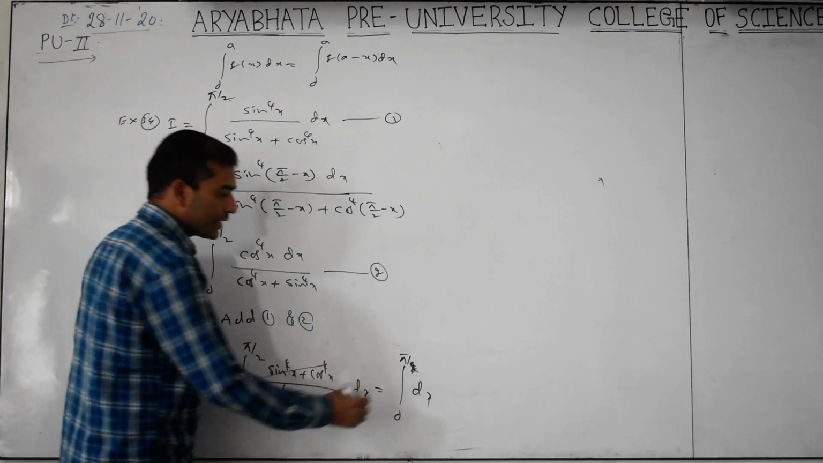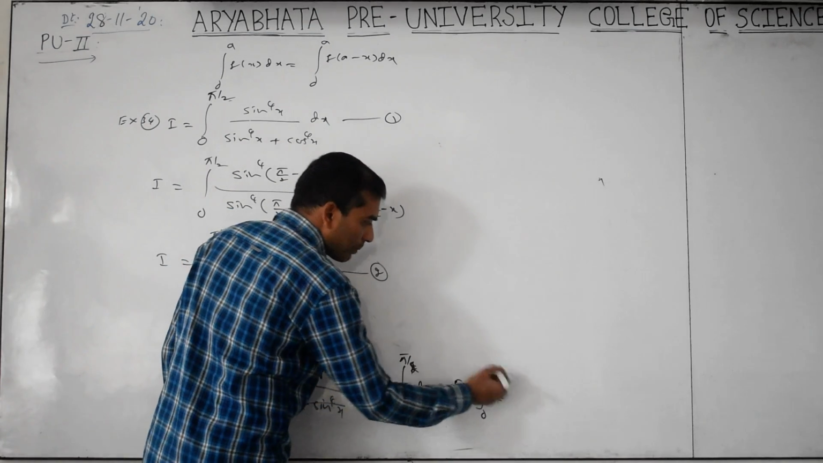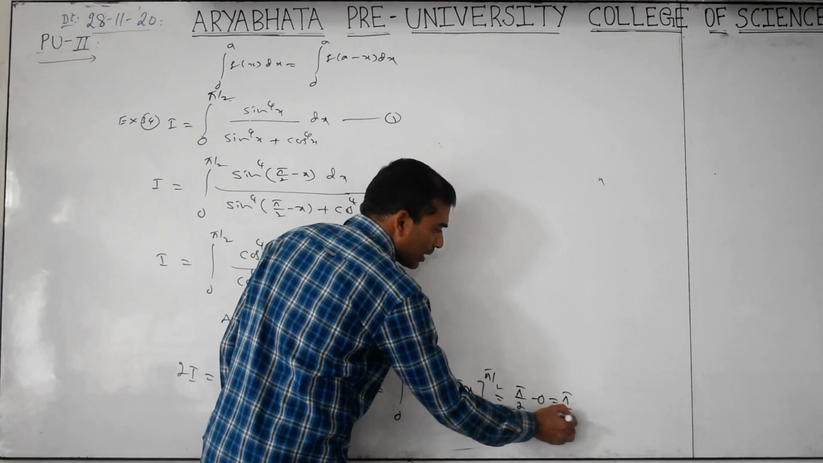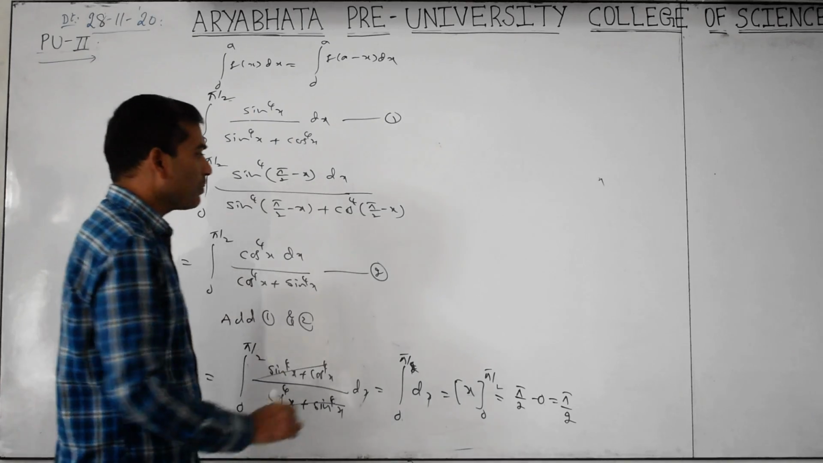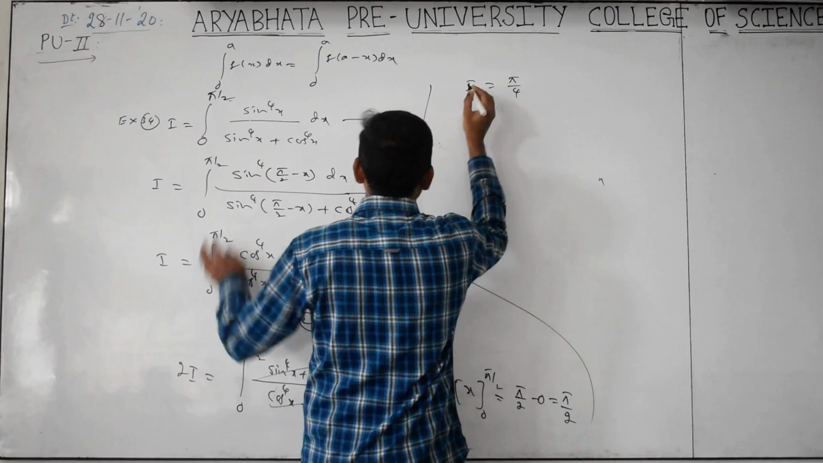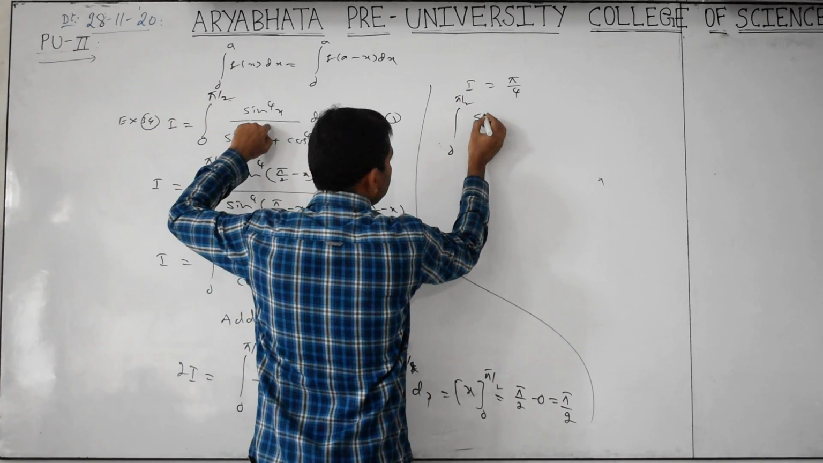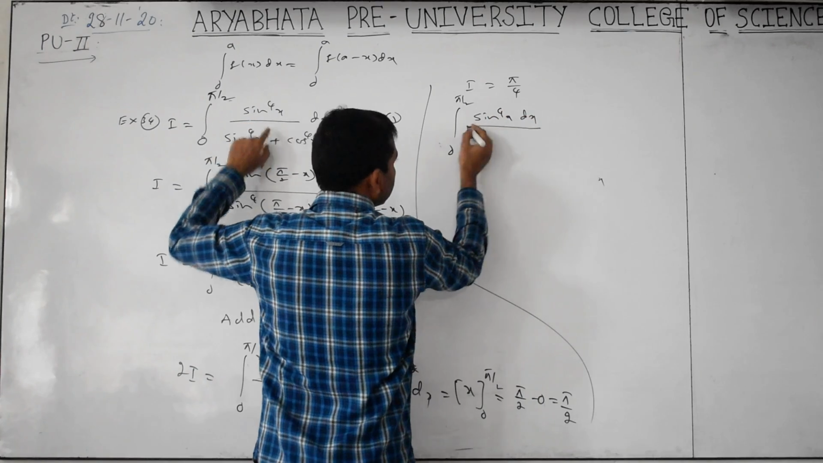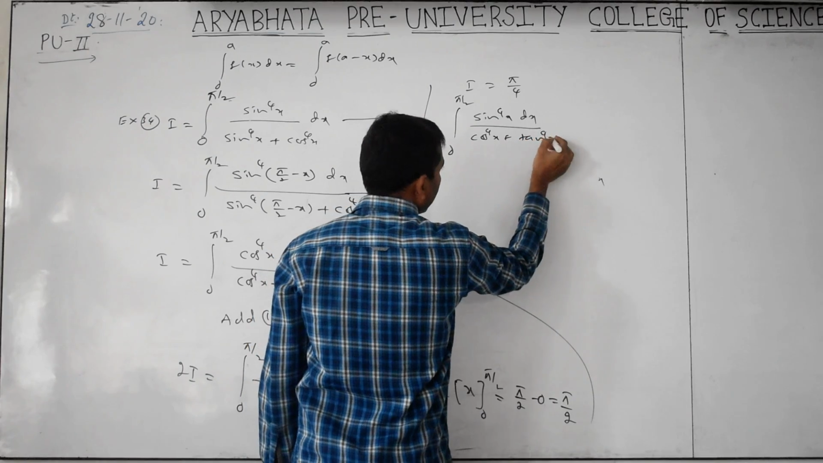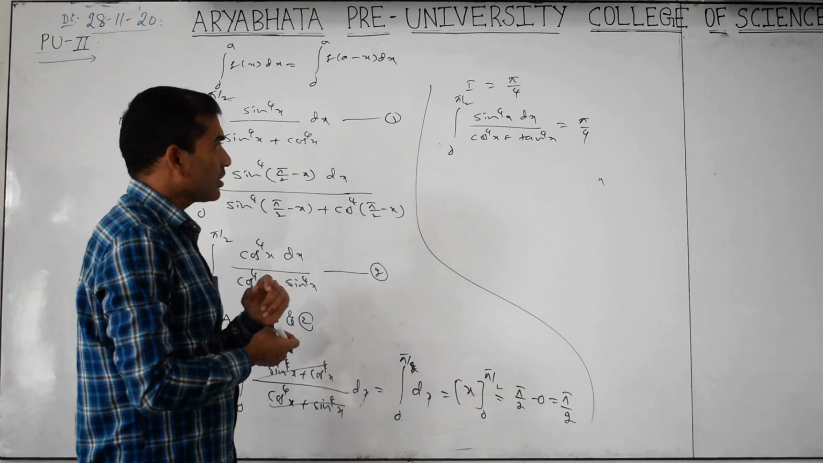So integration of 1 dx is x, with limits 0 to pi by 2. Upper limit minus lower limit: pi by 2 minus 0, which is equal to pi by 2. So 2I is equal to pi by 2. Therefore, I is equal to pi by 4. So integration 0 to pi by 2 of sin power 4x dx by cos power 4x plus sin power 4x equals pi by 4. Right?